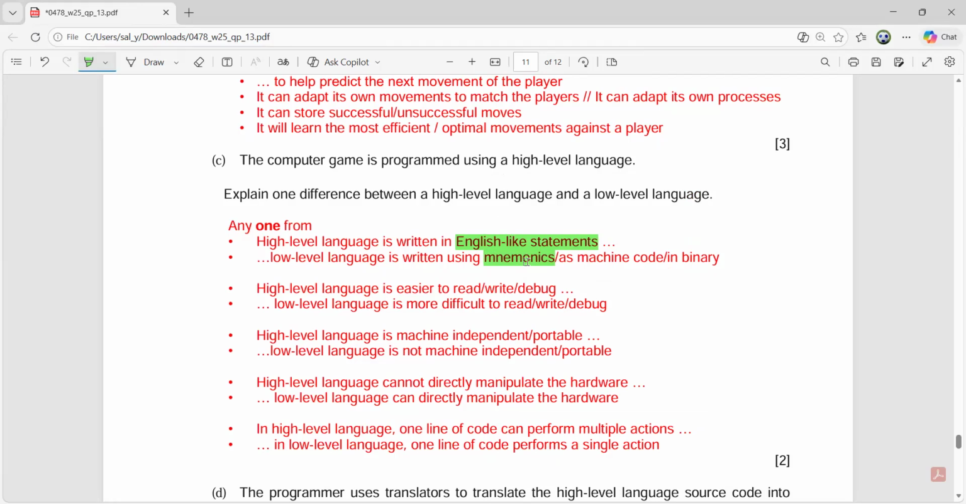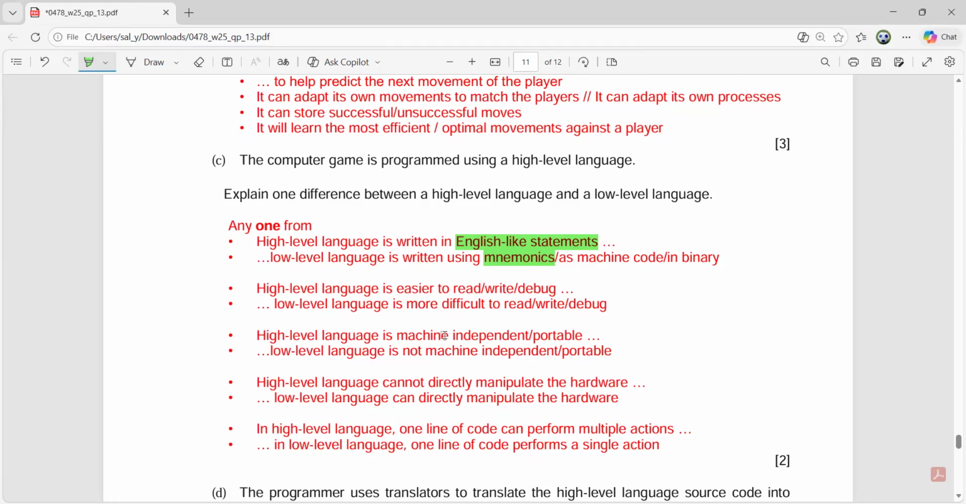High level language is easier to read, write, and debug, whereas on the contrary, the low level language is difficult to read, difficult to write, and difficult to debug. Another thing that a child can write is that it is machine independent, or you can say high level language programs are portable.